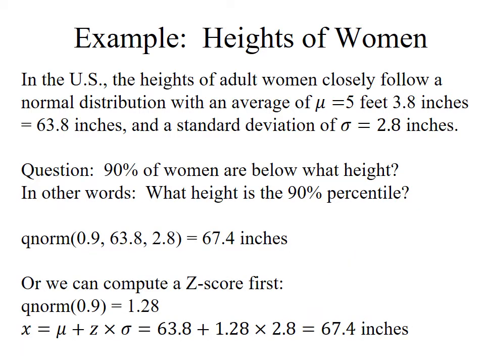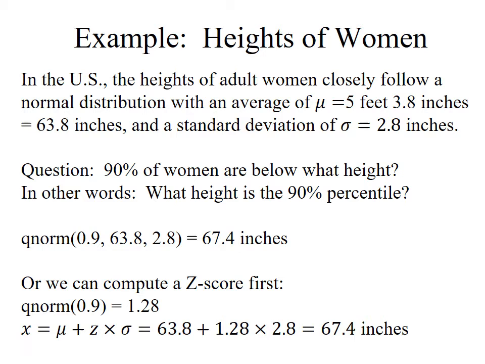Okay, now let's do an example with heights of women. Again, heights of adult women in the United States closely follow a normal distribution with an average of 5 feet 3.8 inches, 63.8 inches, and a standard deviation of 2.8 inches. So here's a question. Let's go the other way. What if instead of asking for percentages and probabilities, I start out with those and ask for values? So 90% of women are below what height?